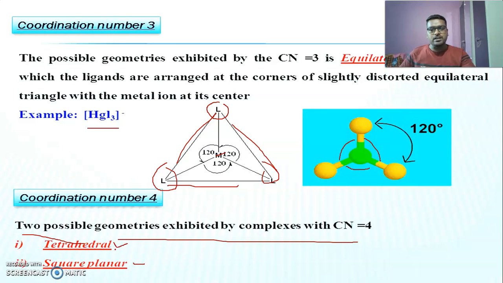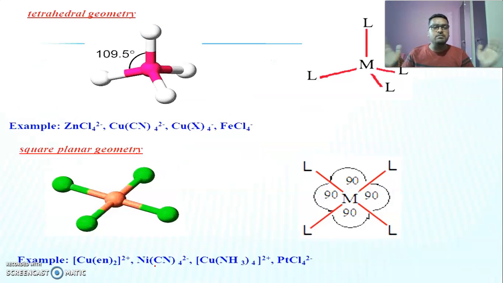One is tetrahedral geometry and square planar geometry. The nature of geometry depends on the nature of hybridization. To form a coordination number 4, we need minimum 4 monodentate ligands. This tetrahedral geometry is formed if the central metal ion undergoes sp3 hybridization. You know, the standard geometry of an sp3 hybridized compound is tetrahedral.